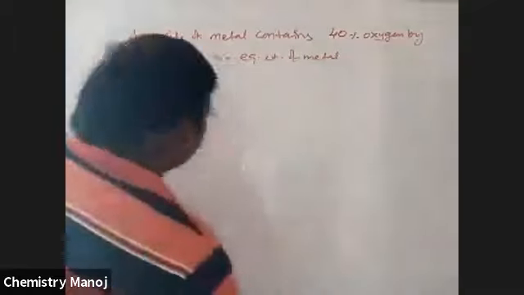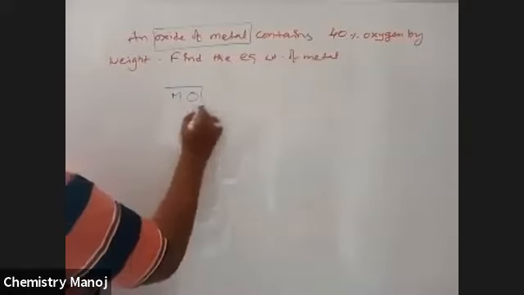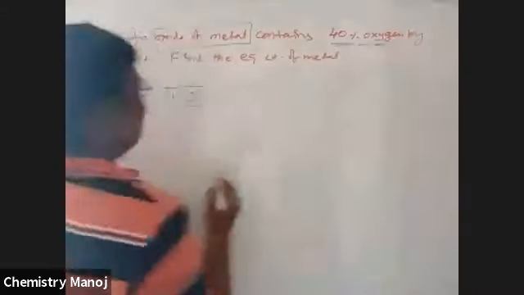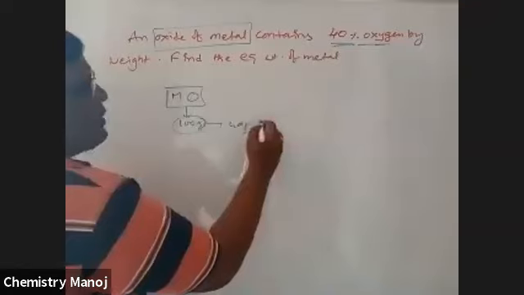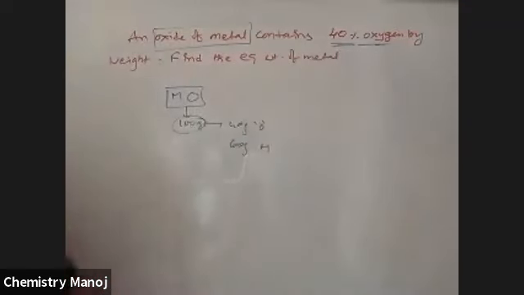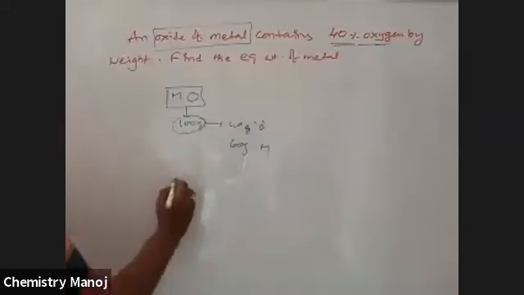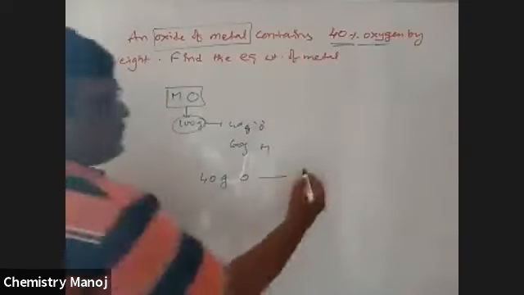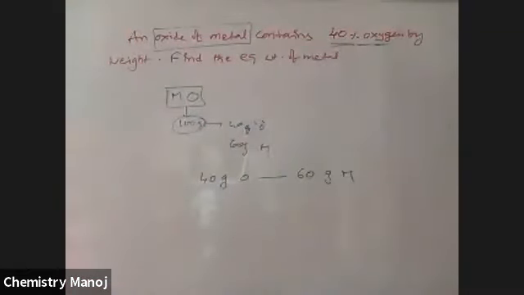Oxide of metal means our metal is in combination with oxygen. We don't know the charges, but this contains 40% oxygen. That means among this 100 grams, 40 grams is oxygen and 60 grams is metal. Therefore, 40 grams of oxygen is combined with 60 grams of metal.